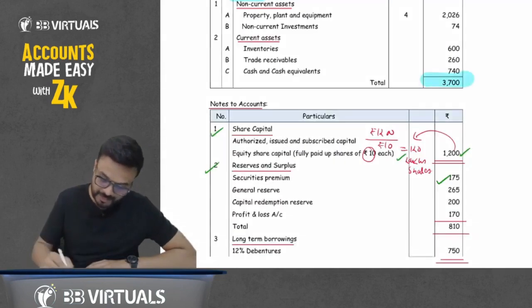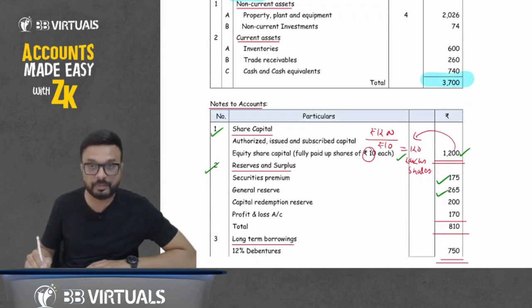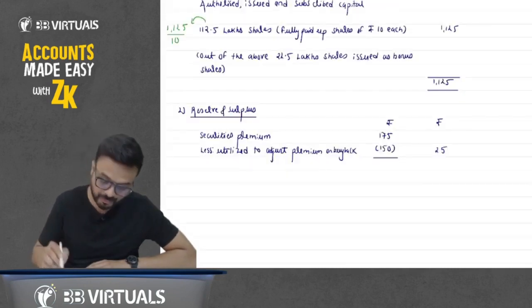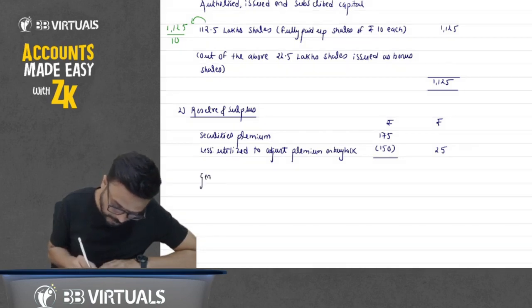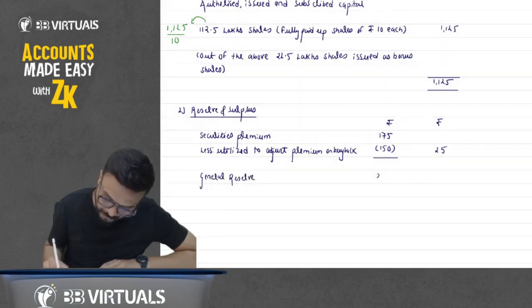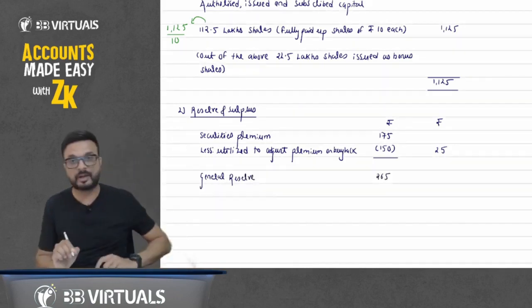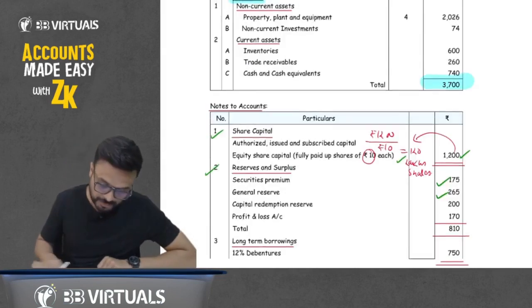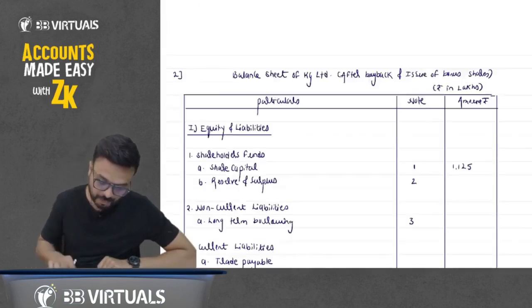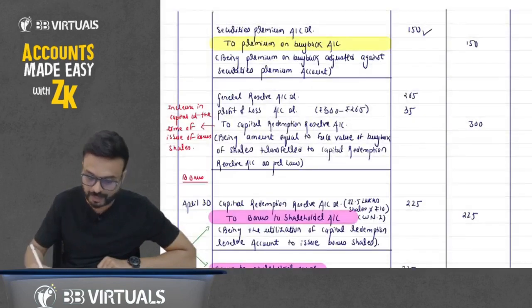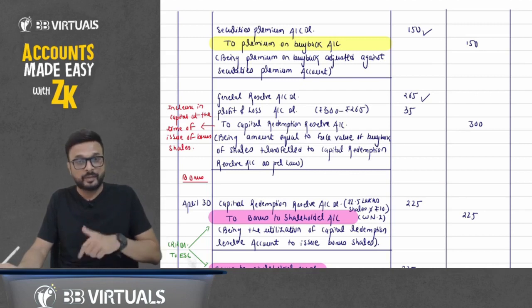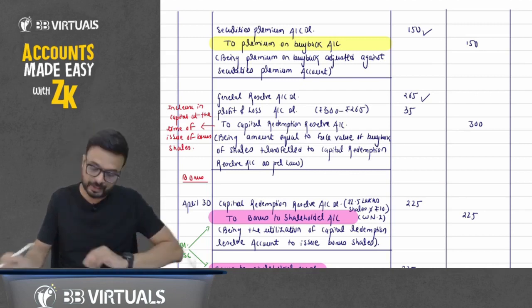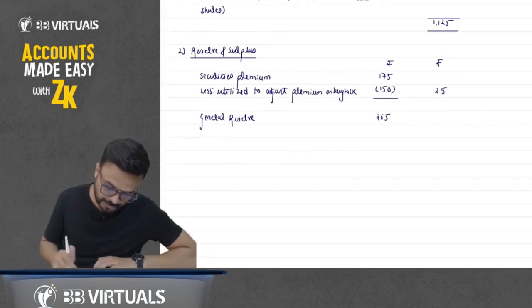The second item given in the balance sheet, after securities premium, is general reserve 265. So write down general reserve. How much balance do we have? We have 265. You can see here in the general entry when we passed it, we debited the general reserve account by rupees 265. Reserve has a credit balance. We have debited it, so we will deduct 265.